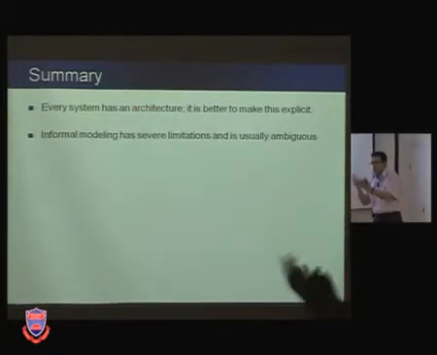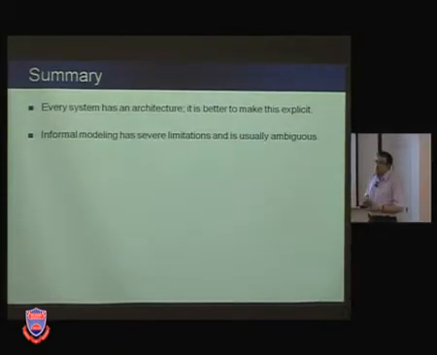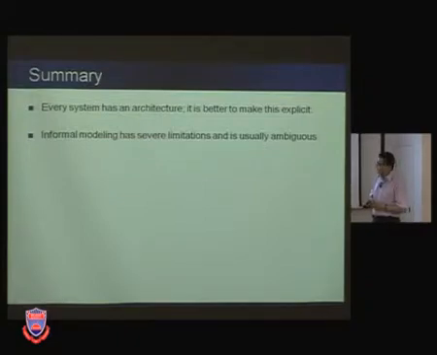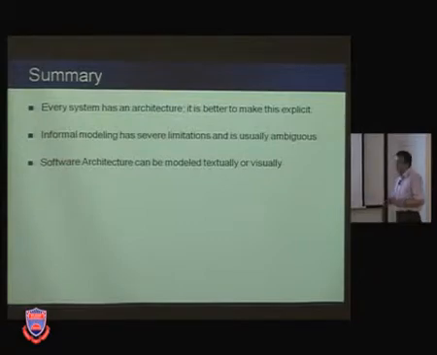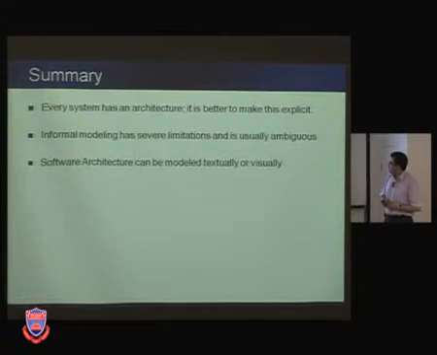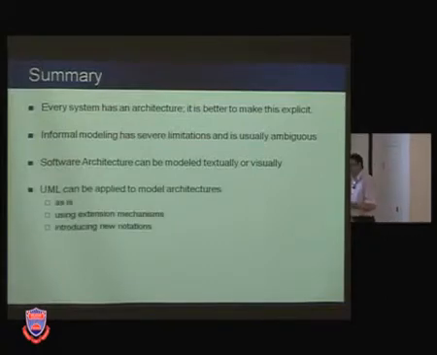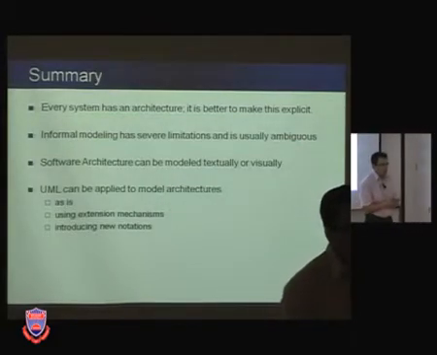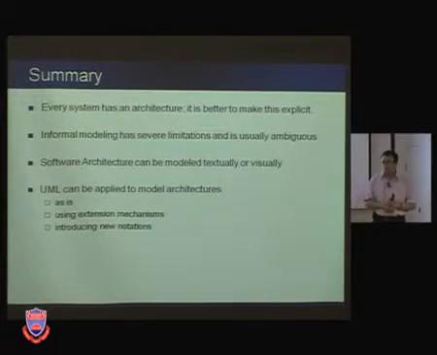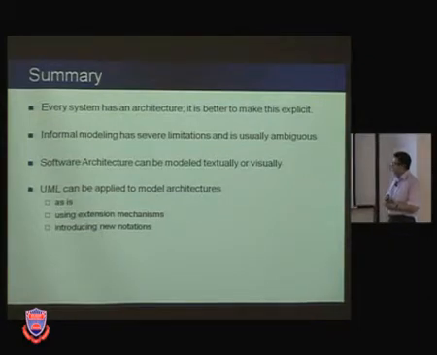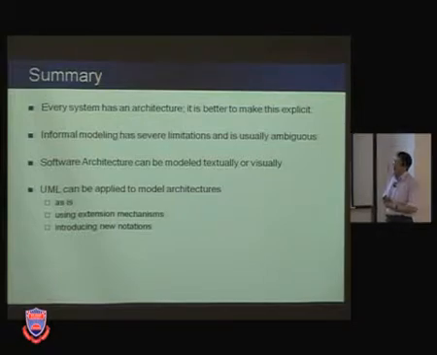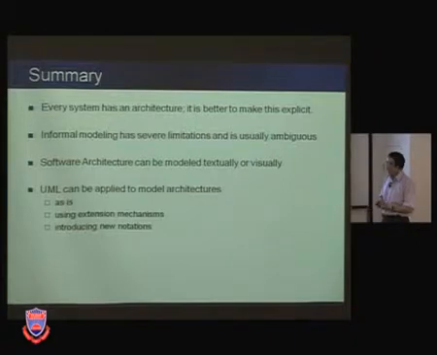Sometimes it gets even worse, because you get lots of misunderstandings. So it has a few limitations. It's usually ambiguous, open for multiple interpretations. So we need to represent it more precisely. For that, software architecture can be modeled textually or visually. Textually, architecture description language, which will be the next topic, or visually. If we take visual approach, we can use UML. It's quite strong motivation for looking at UML because it's a de facto standard. All the tools are using UML, etc. So if we go for that, there are three approaches: as is, using extension mechanisms or introducing new notations. Extension mechanism typically using stereotypes.